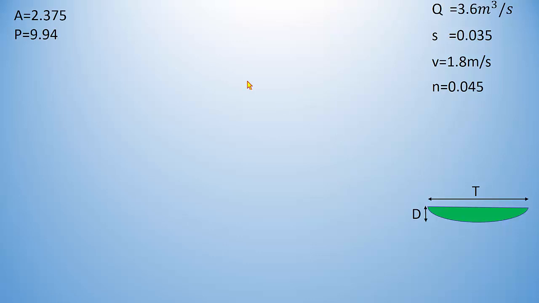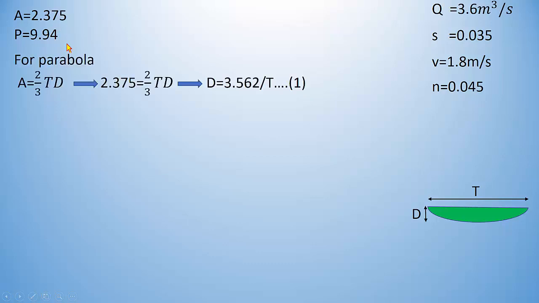So let's continue. We have already found the area to be 2.375 meter square and perimeter as 9.94 meter. Now we need to remember one formula: for a parabola the area is given by 2/3 of top width times the depth. So substituting the values, we get 2.375 equals 2/3 of top width times the depth. We can find the equation as d equals 3.562 divided by t, which we call equation number 1.